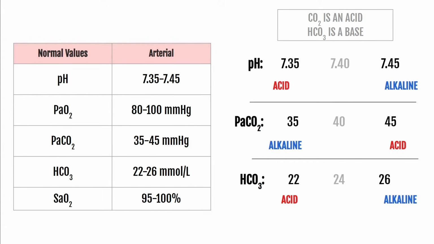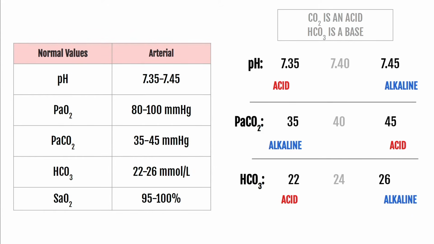Now, a normal pH is 7.35 to 7.45. pH is considered acidic when it's less than 7.35 and alkaline when it's greater than 7.45. A normal PaCO2 is 35 to 45, and since carbon dioxide is an acid, when PaCO2 increases above 45, it is considered acidic.